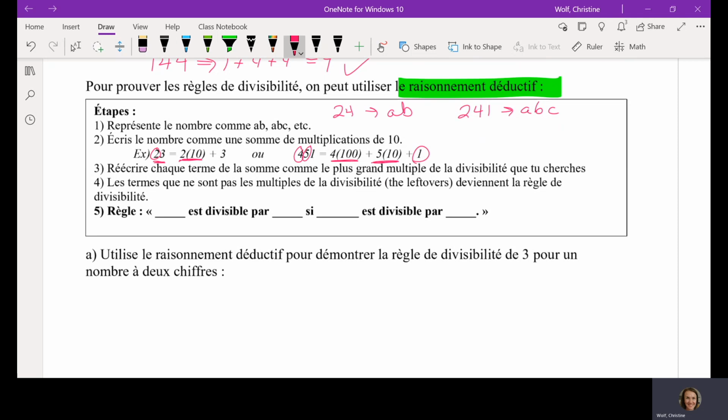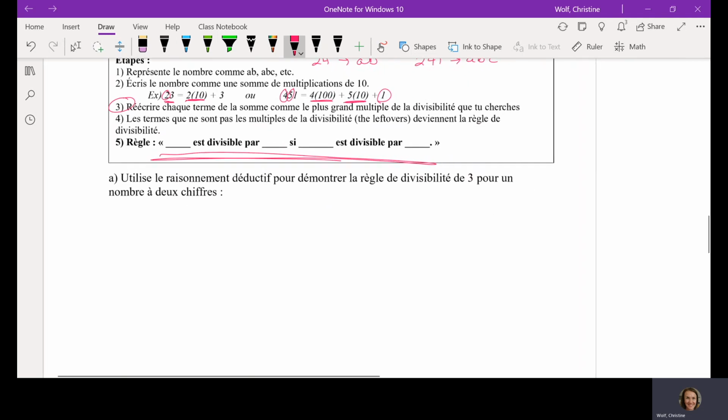Réécrire chaque terme de la somme comme le plus grand multiple de la divisibilité que tu cherches. That's a complicated step. I'm just going to do that in an example. OK? Une fois qu'on fait étape 3, les termes qui ne sont pas les multiples de la divisibilité, the leftovers we have from step 3, devient la règle. And then chaque fois qu'on trouve la règle, we just fill in the blanks like this.